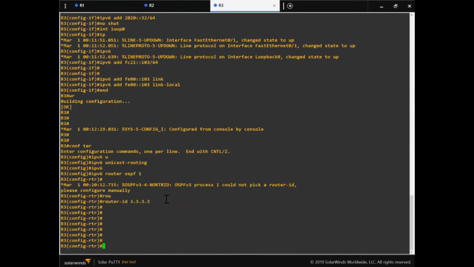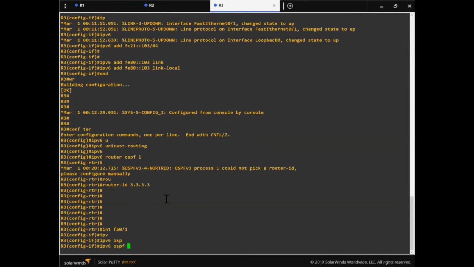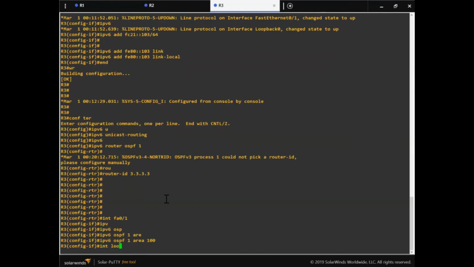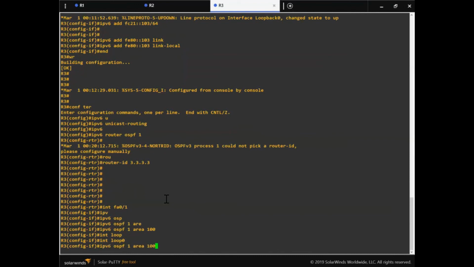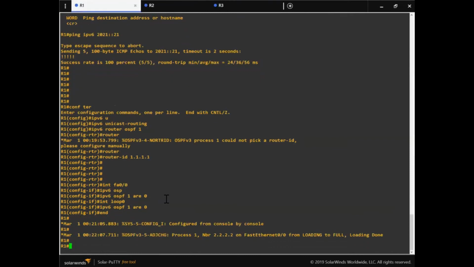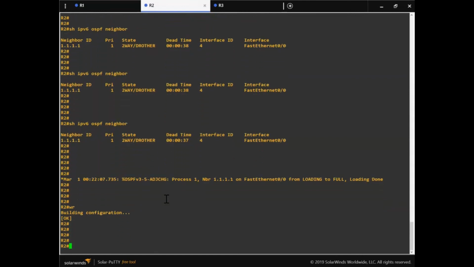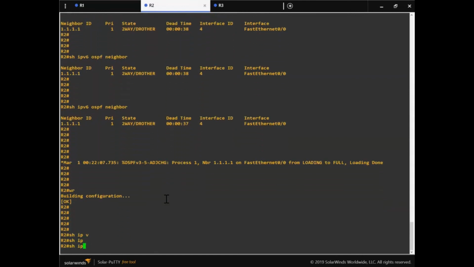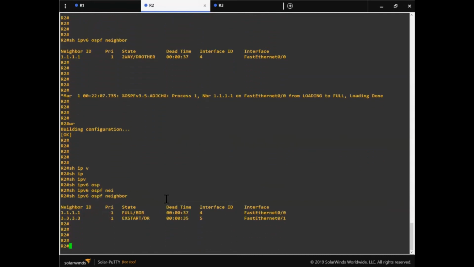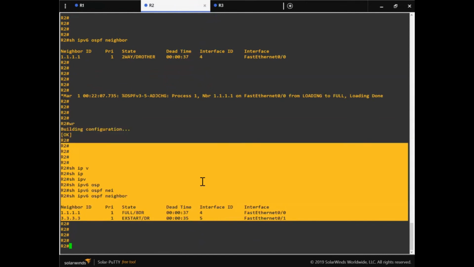Meanwhile, let us go to R3. Over here, interface FA0/1, IPv6 OSPF 1 area should be 100, and interface loopback 0, again area 100. Save it. Loading into folder. If I check over here, IPv6 OSPF neighborship is up with your R1, and it is coming up on your R3.